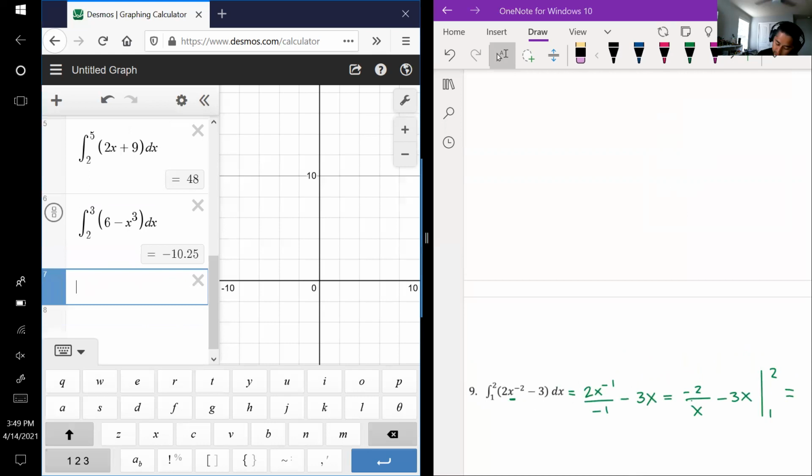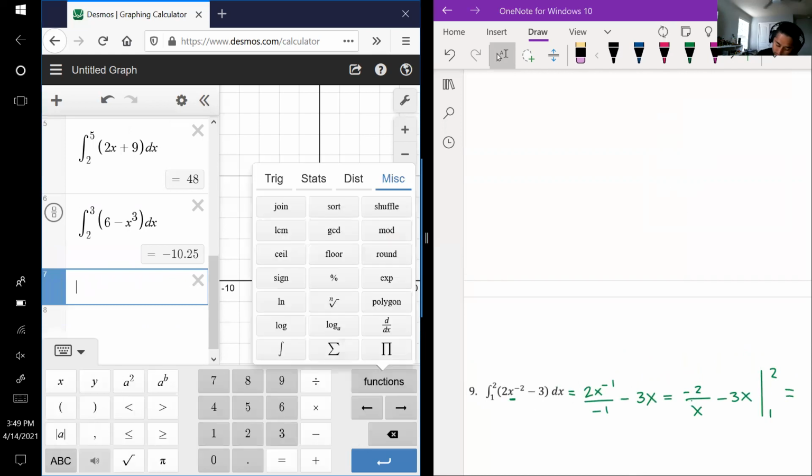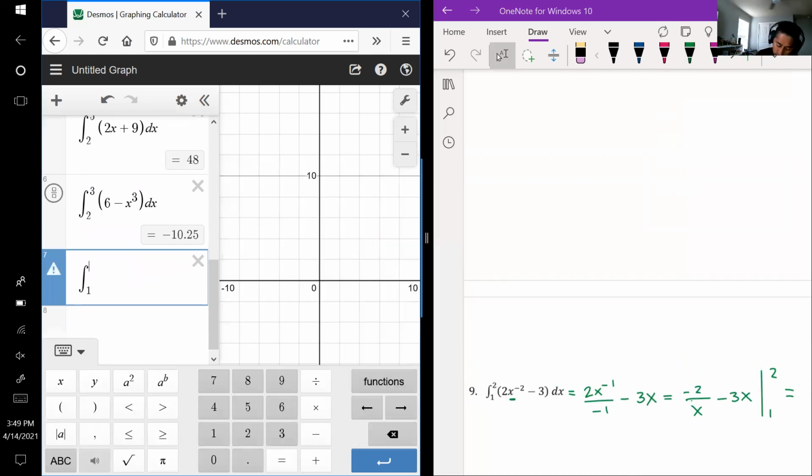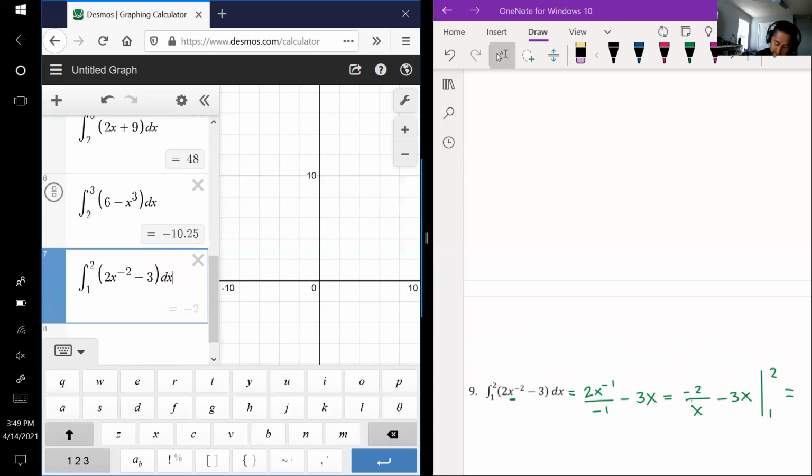Type in the original problem. Integral from 1 to 2, parentheses, 2x to the negative 2 minus 3. Close that. With respect to x, and we get negative 2.